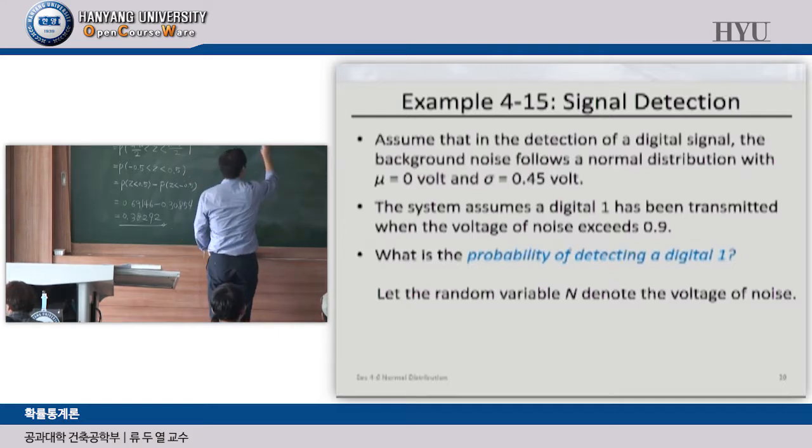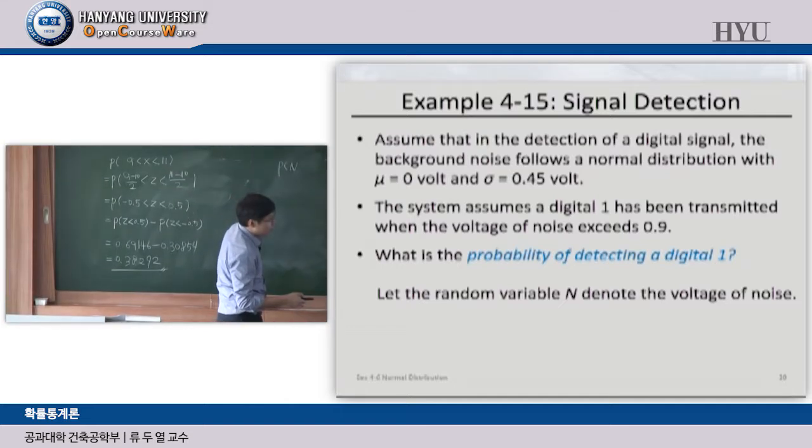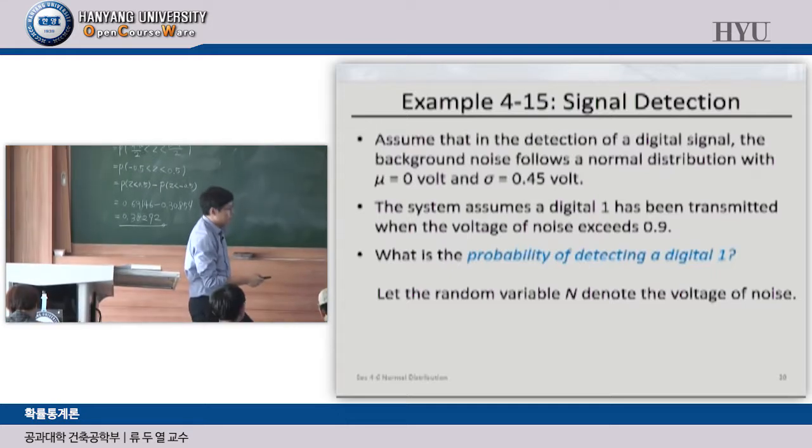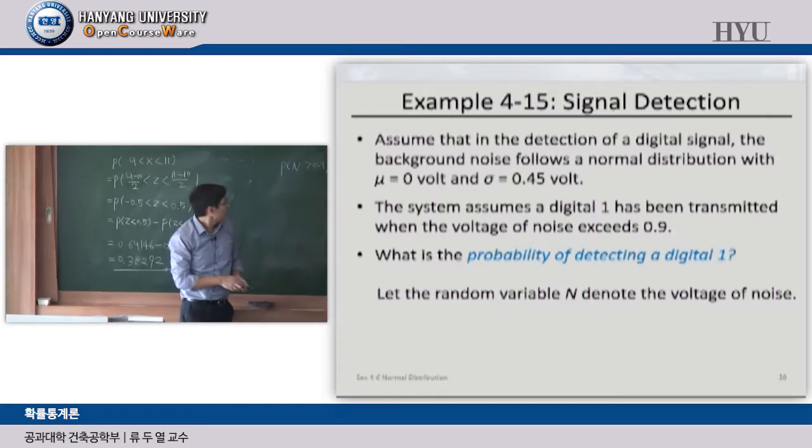So the probability of n should be larger than 0.9, right? To detect the digital one here, because the system assumes a digital one has been transmitted only when the voltage of noise exceeds 0.9. So we have to find out this value.